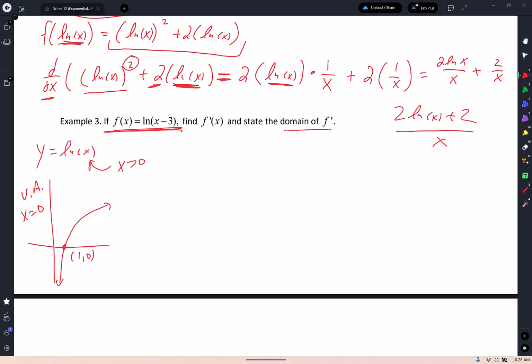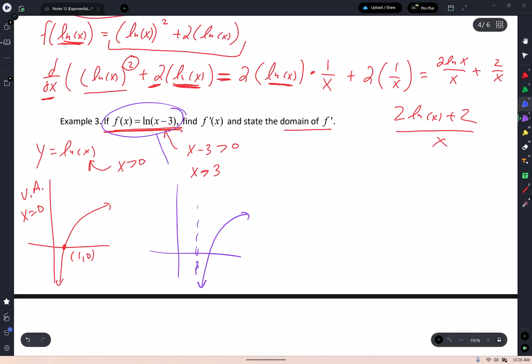So that means the expression, the argument x minus 3, must be larger than 0. So my domain for this one is x greater than 3. So how does this function look in purple? That one looks like this. Here is 3. It's just a horizontal shift 3 to the right.